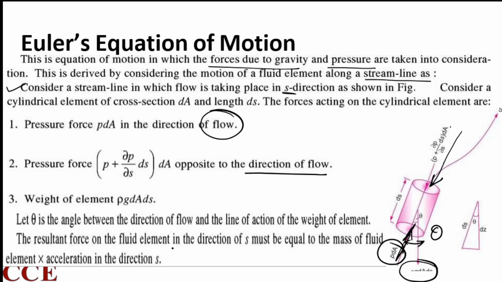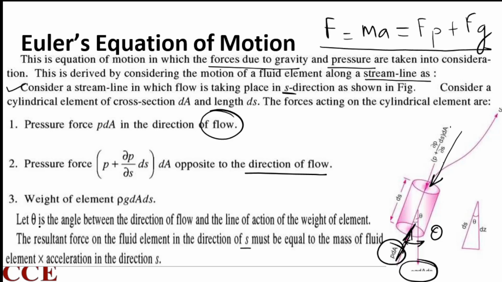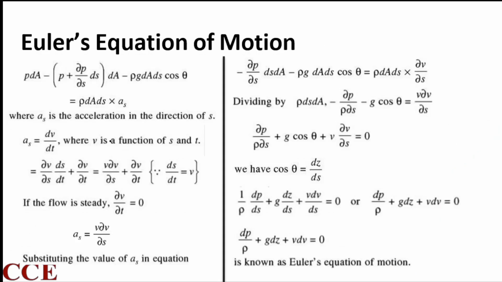The resultant force on the fluid element in the direction S must be equal to the mass of the fluid element times the acceleration in the direction S. That we have seen in the previous slide. So F = ma is equal to the pressure force plus the force because of gravity. This is Euler's equation of motion, which we are deriving.